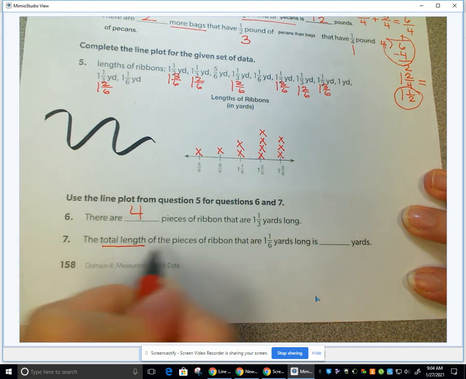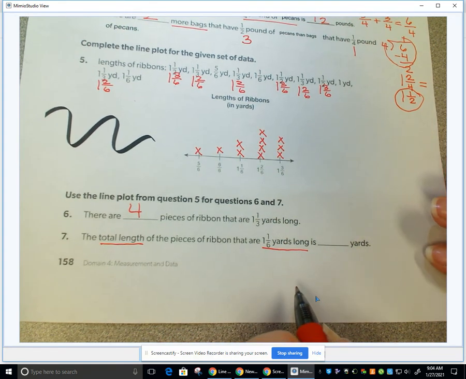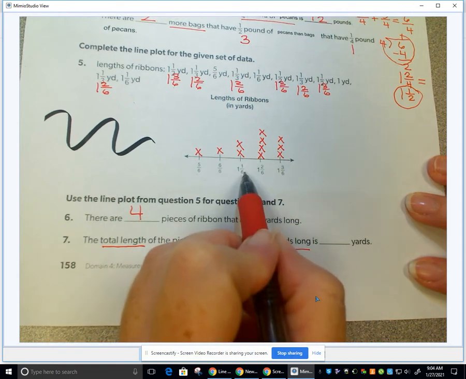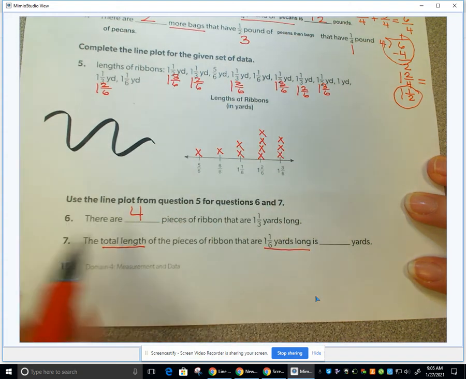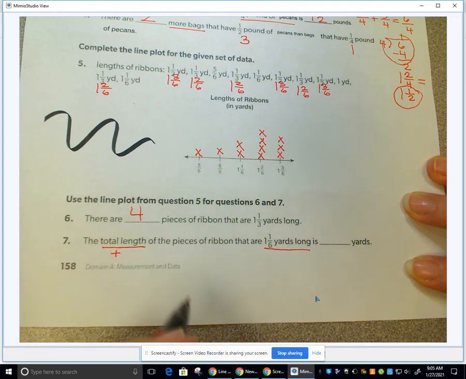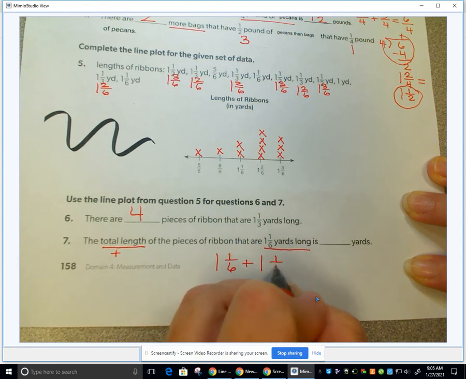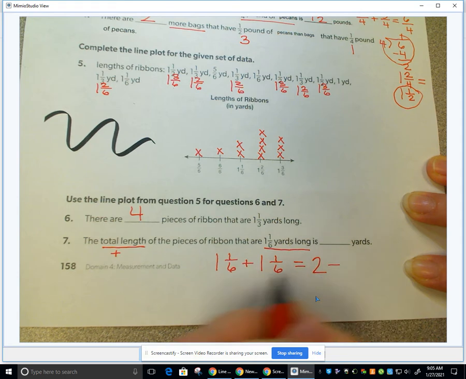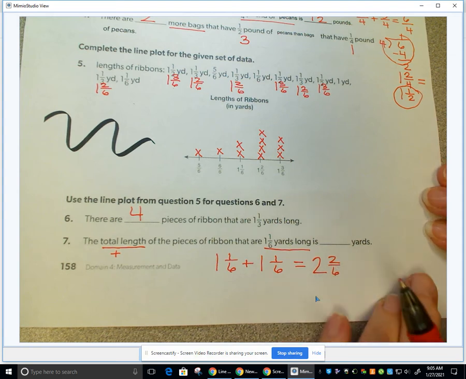Now look at number 7. The total length of the pieces of ribbon that are 1 1/6 yards long. Now they're wanting the total. All right, 1 1/6. They're using 6 here, so we're good. There were 2 ribbons that were that length. If they want the total, that means I'm going to add. So that would be 1 1/6 plus 1 1/6. I've got the same denominator, so I'm good to go. So my answer, add my whole numbers. 2, keep my same denominator. 2 2/6.